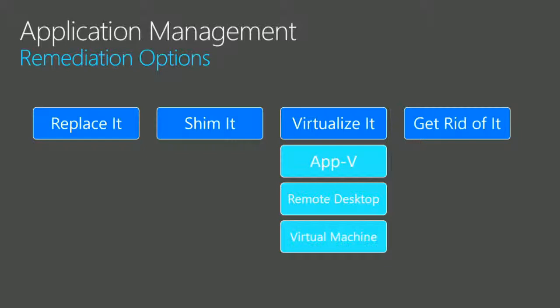There are some options too to virtualize it. They don't solve every problem though. App-V is great for getting applications to not interfere with each other. It's not great for getting the application to work with a new OS. If the app's broken because of the OS, App-V is not going to fix it. But you could use remote desktop to a Server 2008 R2 machine, which behaves like Windows 7. You could use virtual machines running Windows 7, Windows 8, Windows 8.1.